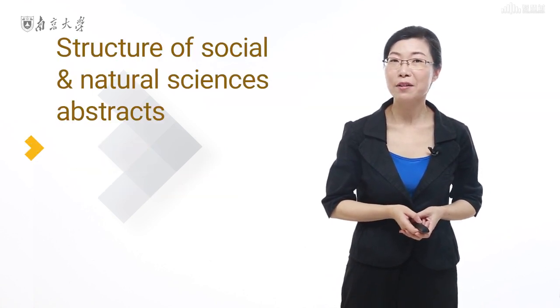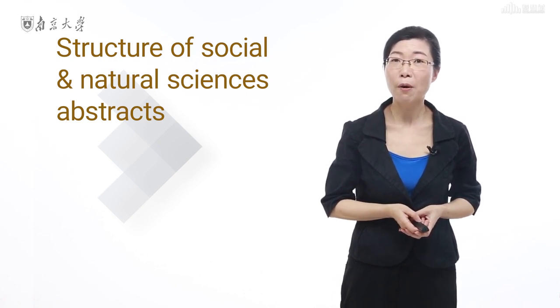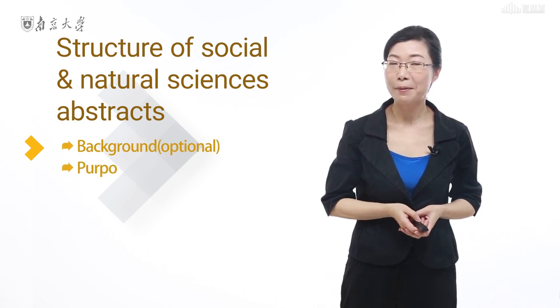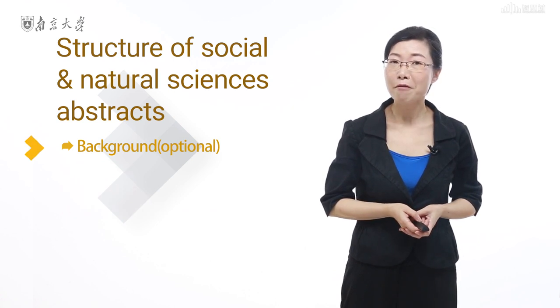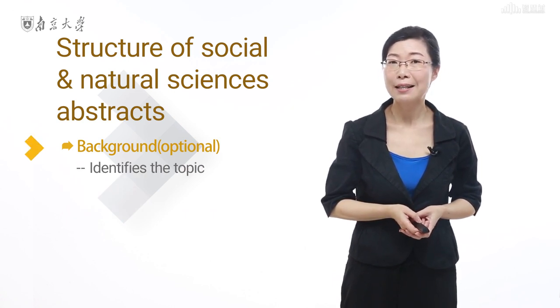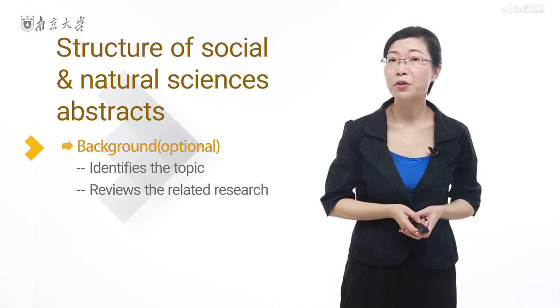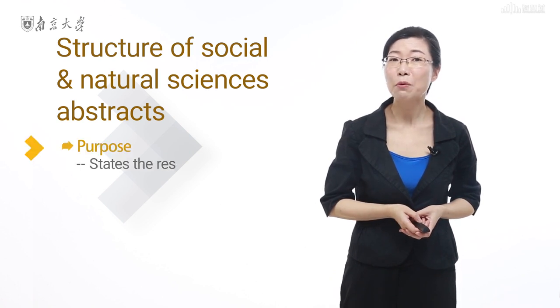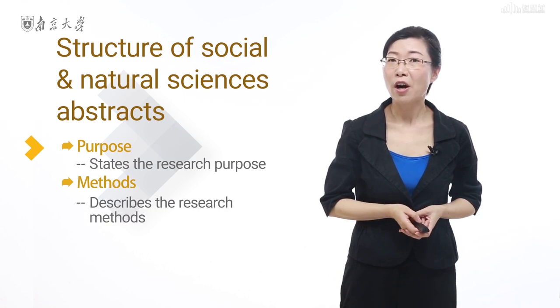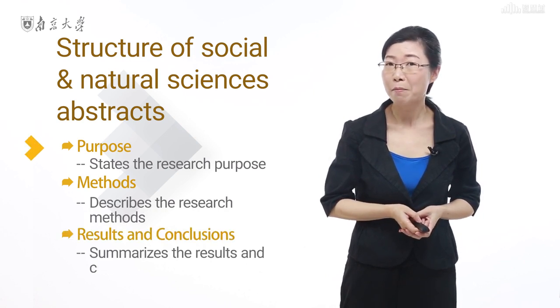Accordingly, abstracts for papers in social and natural sciences are organized into 4 parts: background, purpose, methods, results, and conclusions. Background identifies the topic and/or reviews the related research, but this part is optional. Many abstracts may skip this step and begin with the purpose of the research. Methods of the research are then described, followed by a summary of the results and conclusions.